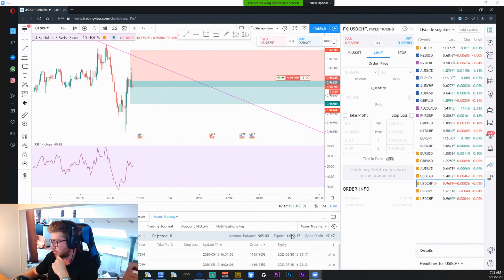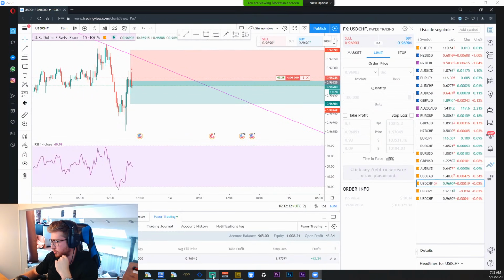He's gone a little bit into profit, and then he's come back down to roughly break even. I mean, you could argue that this was actually a drawdown, but I missed it. So I'm going to assume that he's never actually gone into a drawdown because I didn't see it.